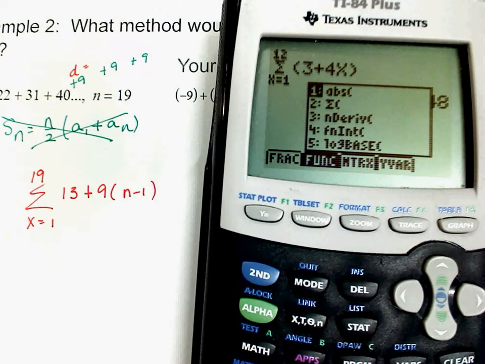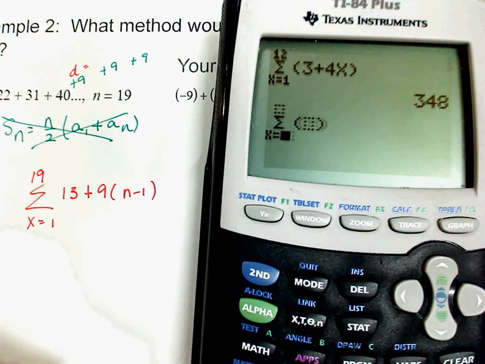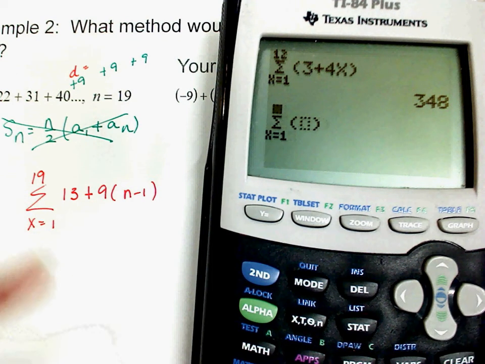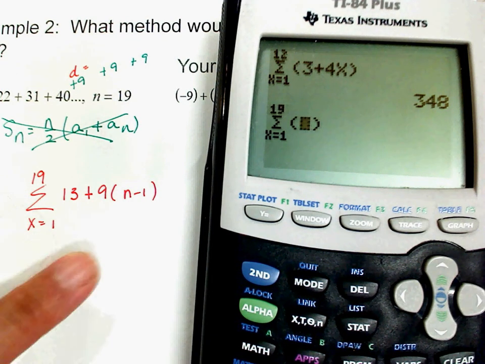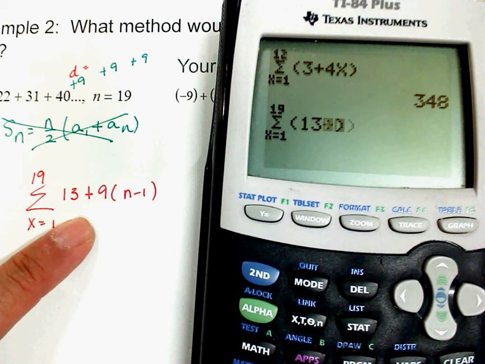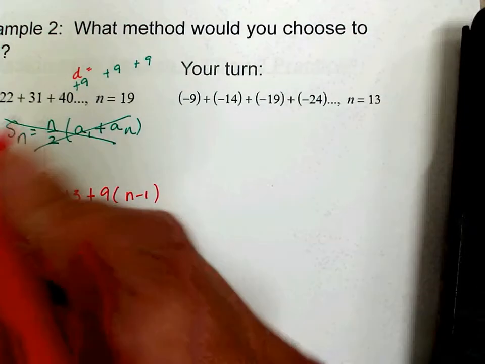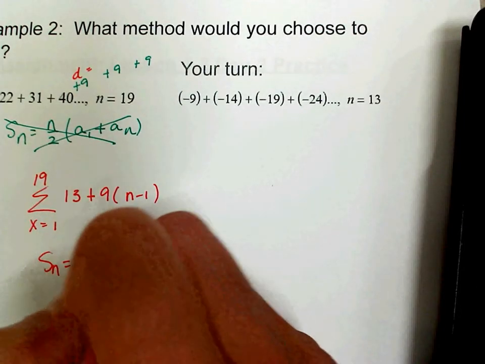Number 2, x1, right click, going out to 19 times, and here's your formula. 13 plus 9 parentheses, x minus 1. Okay. Comes out to be 1786.